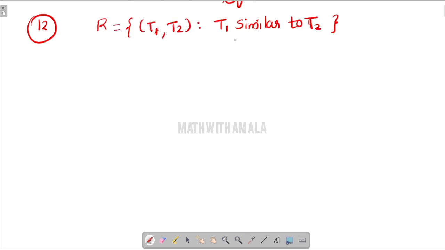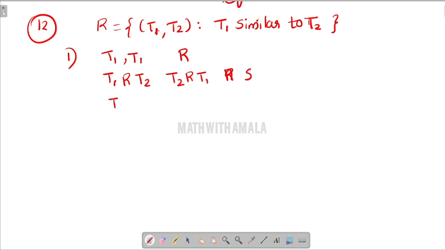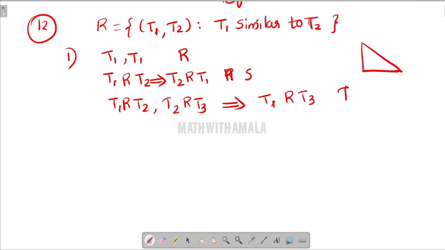Now the 12th question. R is equal to the set of all (T1, T2) where the Ti's are the triangles on the plane and T1 is similar to T2. T1 and T2 are similar means their sides are in proportion. First, you can check (T1, T1). T1 is a triangle. It is obviously similar to that same triangle. Hence it is reflexive. Then T1 related to T2 and T2 similar to T1, then it is symmetric. Then T1 related to T2 and T2 related to T3 implies T1 related to T3.